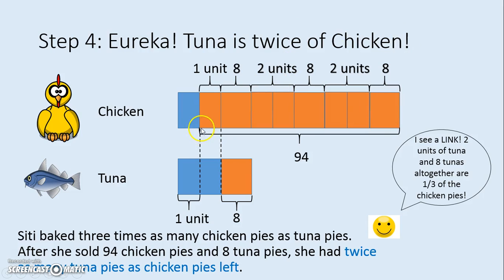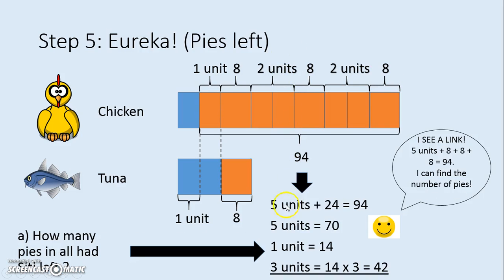So the total number of chicken pies that were sold is equivalent to 1 unit plus 8 plus 2 units plus 8 plus 2 units plus 8. So can you see that there's a link now between the number 94 and the number of units and the groups of 8? So do you have something like an equation like this? 5 units plus 24. So do you see a link here?